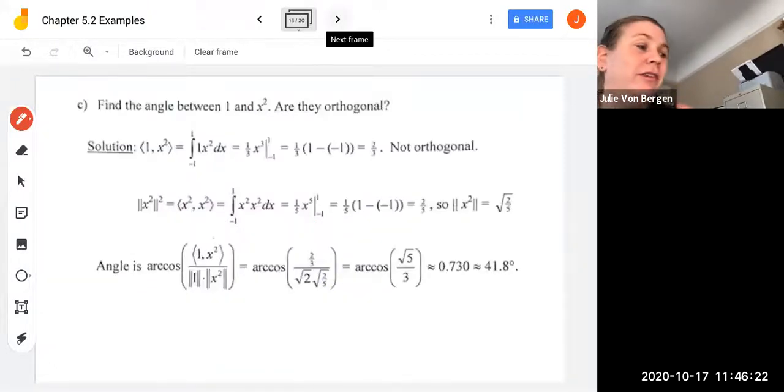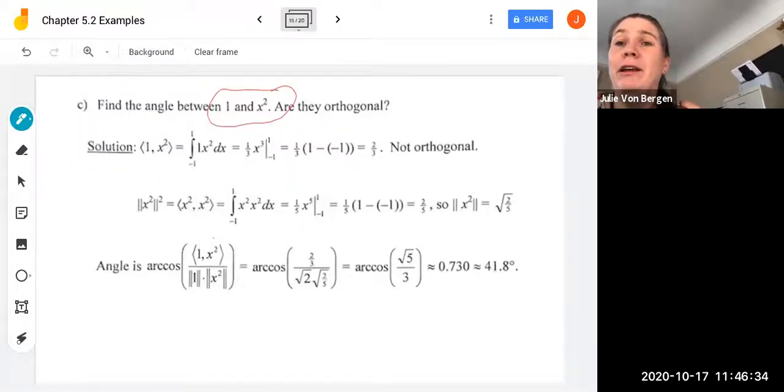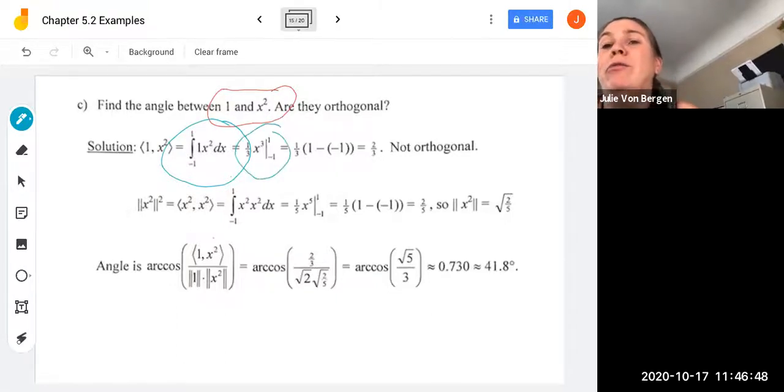Okay, so now still in our polynomial space with that same polynomial inner product, we're going to find the angle between 1 and x squared and figure out, are they orthogonal or not? So we're going to do the inner product of 1 and x squared. So that's the integral from -1 to 1 of x squared with respect to x. So that's going to give us 1/3 x cubed evaluated from -1 to 1. So that's going to give us 1/3 times 1 plus 1, or 2/3. So these are not orthogonal.